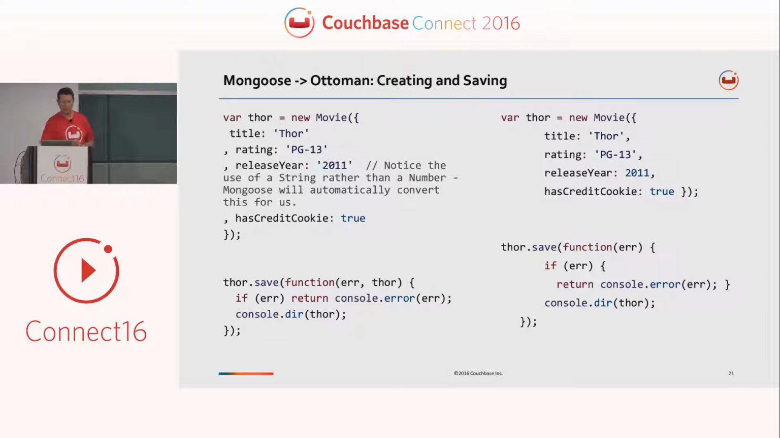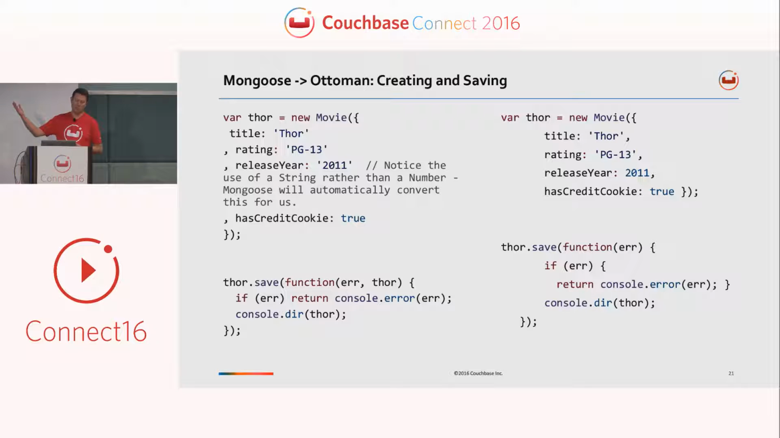So let's look at what creating and saving some data looks like. And now things almost start to look exactly the same, right? I'm creating a new movie, and I'm saying that movie has a title and a rating and a release year. In the case of Mongoose, it has some functionality for doing some of that casting. So it's taking a string of 2011 and it'll convert it to a numeric value. We don't do that at this moment in Ottoman.js. Obviously, if that's something you're interested in, we'd love to hear that. We'd love to get feedback on it.